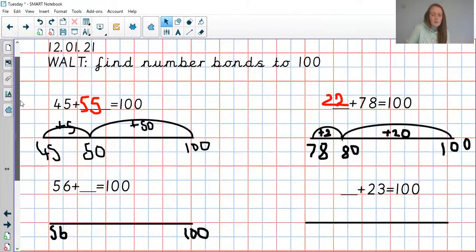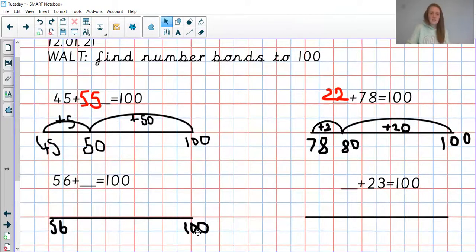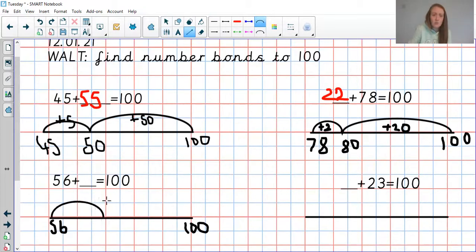Move it down a little bit for you. There we go. So 56 is on that end and 100 on this end. So I'm going to go from 56 to the next multiple of 10. What would the next multiple of 10 be? Remember, a multiple of 10 ends in 0, and it's from the 10 times table.